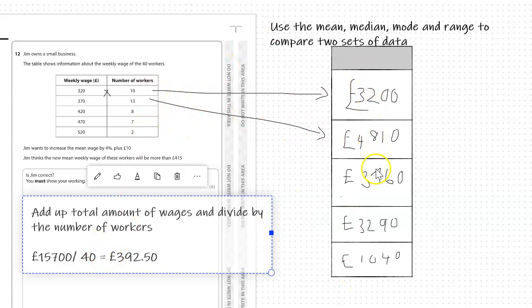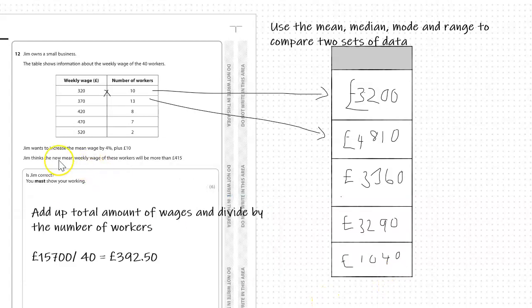All these added up comes to £15,700. The total number of workers, adding up this column, is 40. So from this, the mean weekly wage is £392.50. But that's not the end of the question.